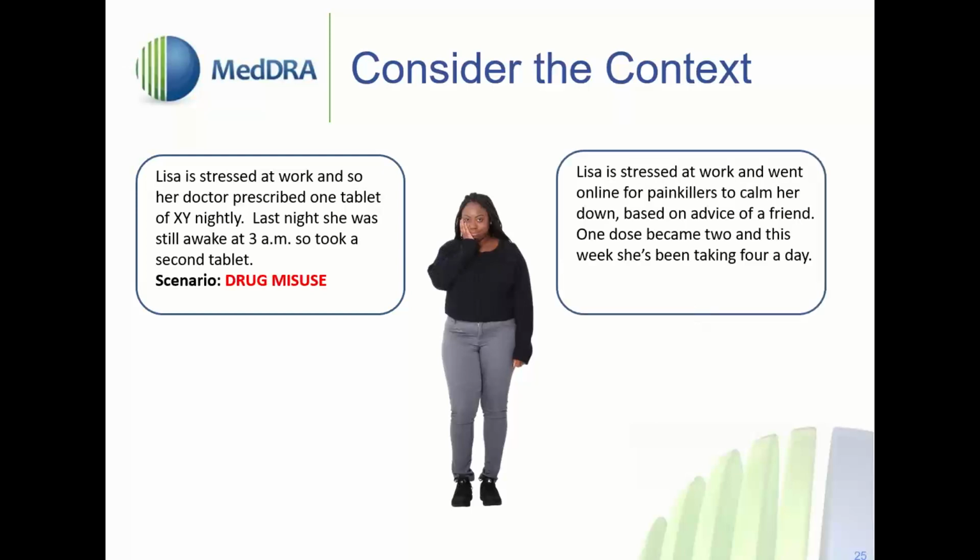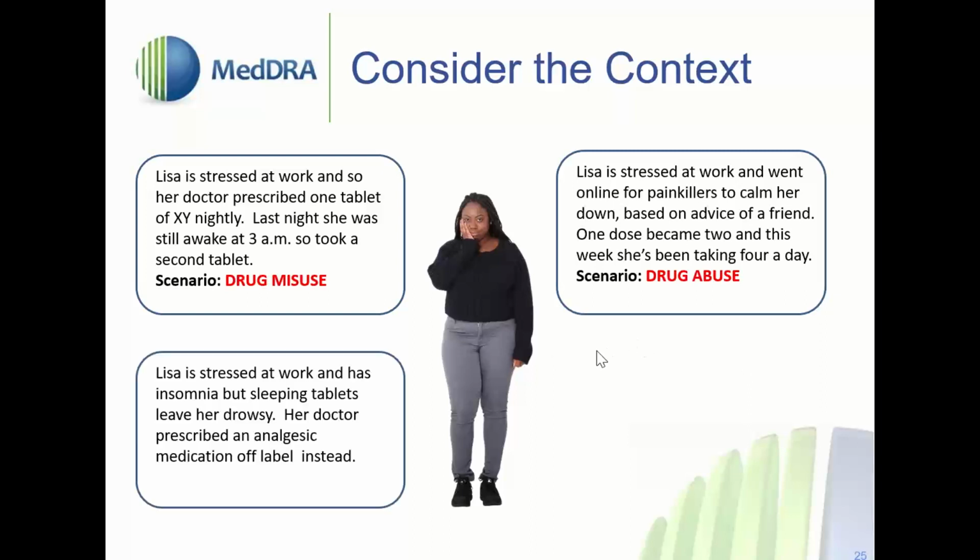In the second scenario, a friend advises her to look for painkillers on the internet to calm down. She orders the medication and takes 1 tablet a day at first, but then continuously increases the dose to 4 tablets a day by now. So here we also have a conscious decision by Lisa to take these painkillers to calm down. So she deviates from the actual therapeutic indication and gradually takes too much of them. In this case, this constitutes a product abuse, or here, a drug abuse.